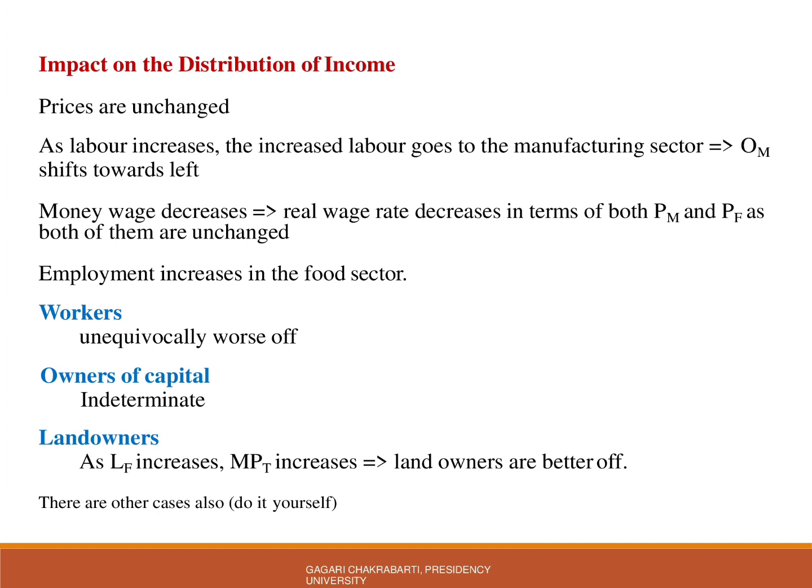However, if we consider the landowners, then we find that the food sector has gained in terms of employment. So as employment increases in the food sector, marginal productivity of land will increase and the landowners are definitely better off. So if the labor grows and if it goes to the food sector, then most interestingly it is the other sector whose specific factors are better off. So in this context it is the landowners.